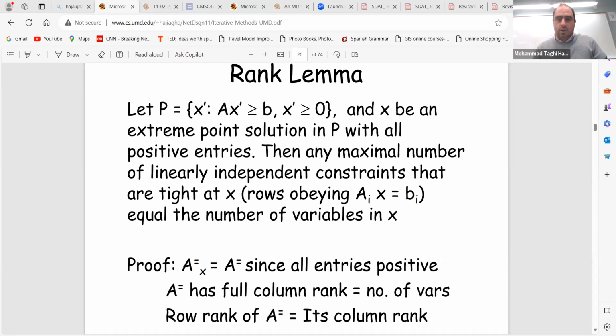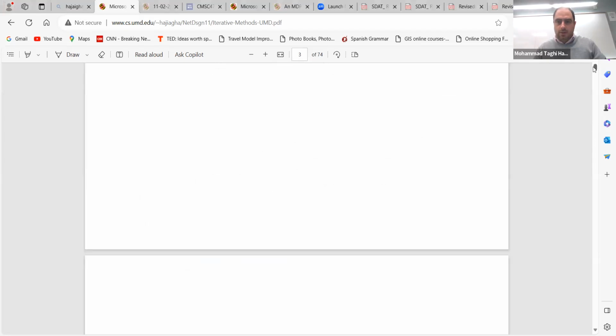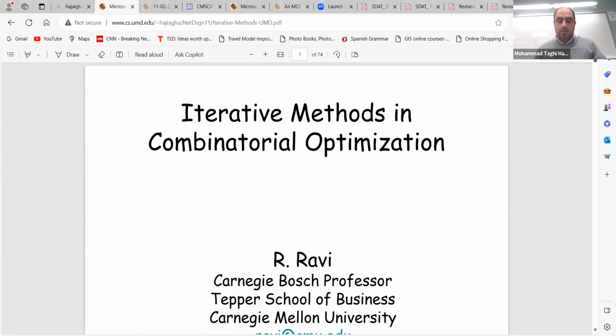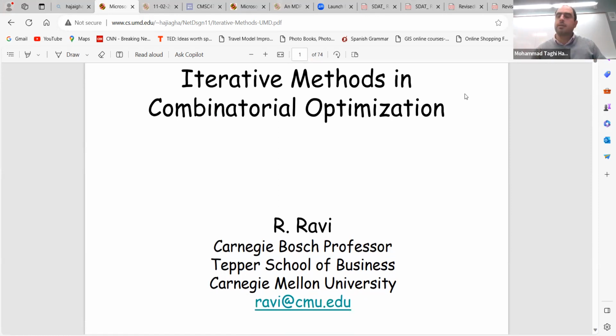Great. So let's start the class today. Today we are continuing iterative methods in combinatorial optimization. As I mentioned, these are the slides by R. Ravi, who presented several years ago here. I'm using the same slides.